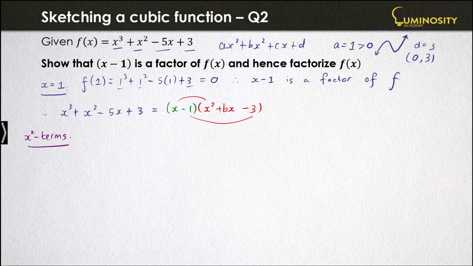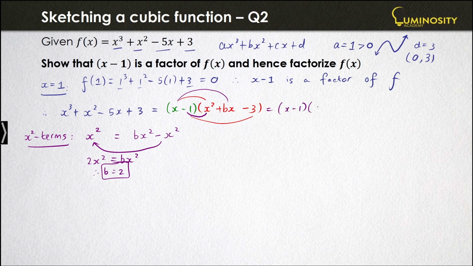On the left-hand side, it's just x squared. And on the right-hand side, x times bx gives you bx squared, and negative 1 times x squared gives you negative x squared. So I can add x squared to both sides, and I get 2x squared equals bx squared. Therefore, b must equal 2. So this is equal to x minus 1 times x squared plus 2x minus 3.